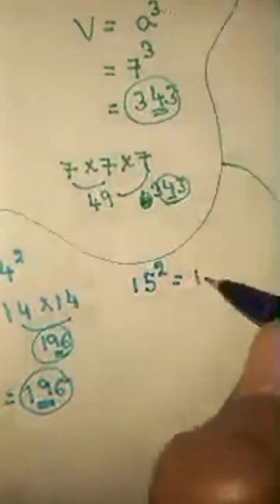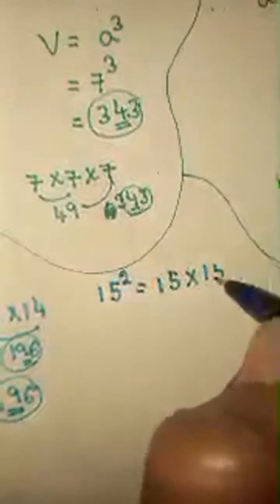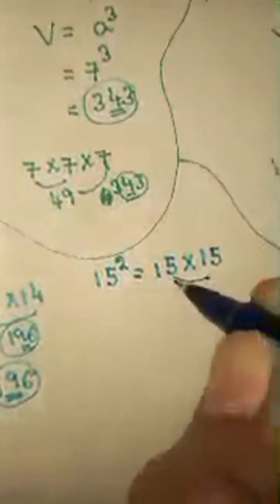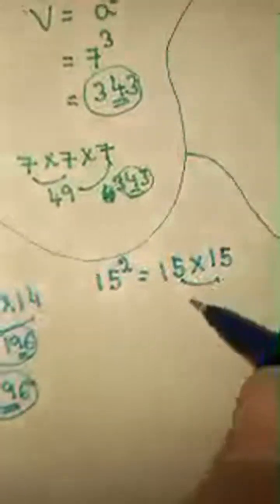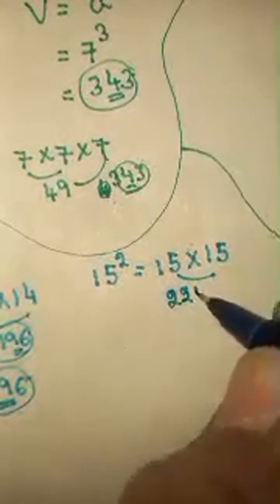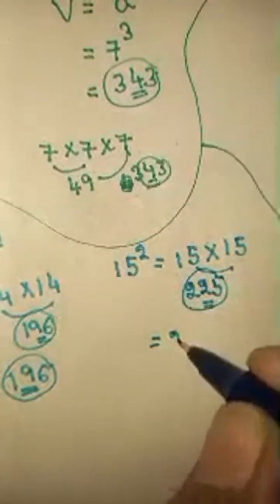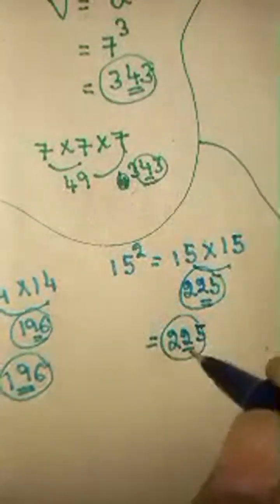Let's write 15 square. 15 square is 15 times of 15. 15 times of 10 is 150 plus 15 times of 5 is 75. It becomes 225. So 225 is 15 square.